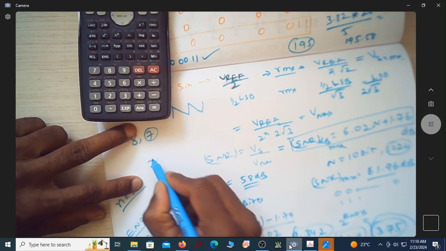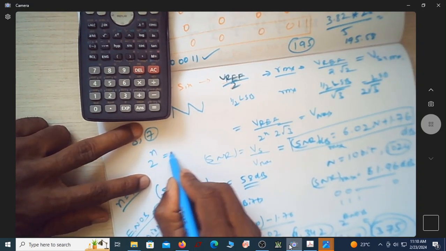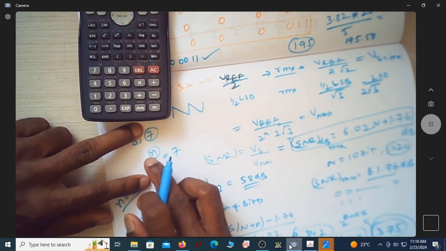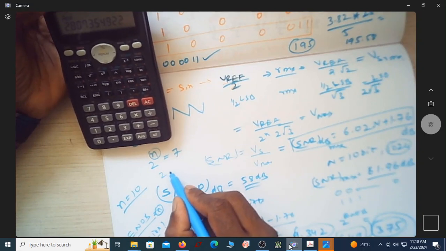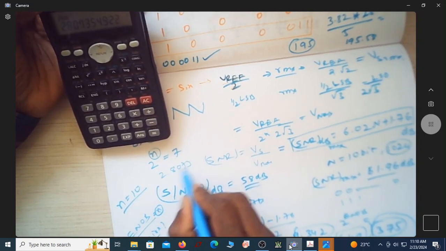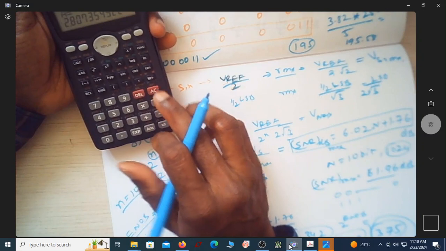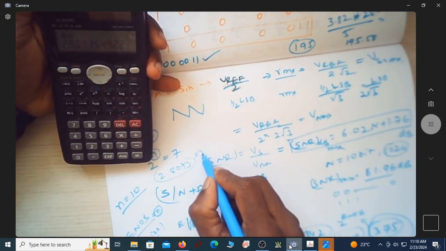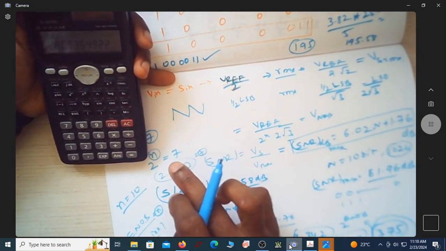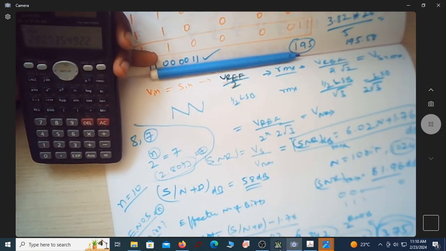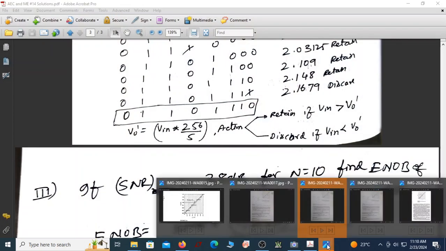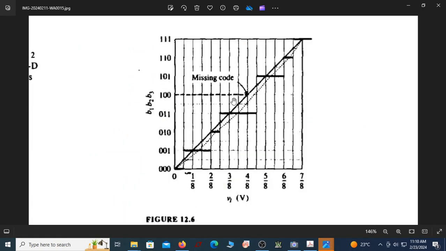That can be easily found like this: 2 to the power of n is equal to 7. So what is this n? I'm just doing it roughly. It is 2.8073. So out of 8 you are getting 7, which means 1 bit is missing. This is just to show the ENOB for this example. So the ENOB of this example is 2.8073 instead of 3 bits.